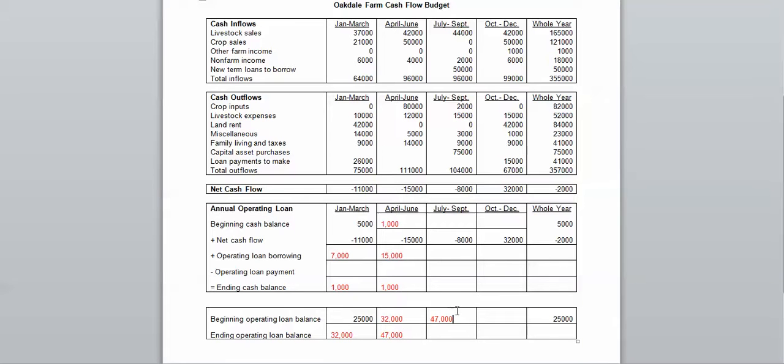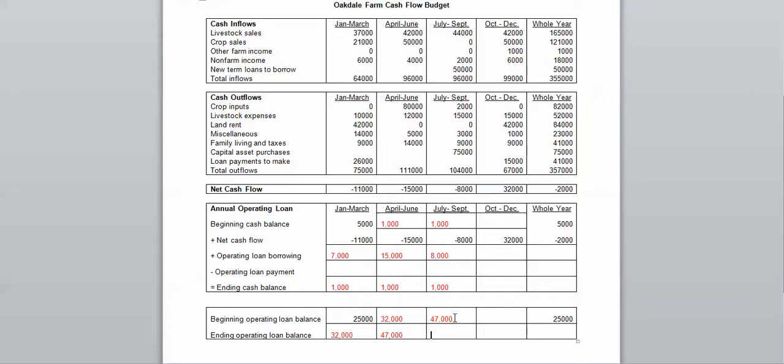We start the next quarter with that balance. We ended June with a $1,000 cash balance, so we begin July with a $1,000 cash balance. We have another $8,000 negative quarter. So before we borrow, we have available to us negative 7,000. We start with 1,000, we go down 8,000. That means we have a cash available before borrowing of negative 7,000. And so, so that we end with a positive cash balance of $1,000, we need to borrow $8,000 more in quarter number 3. That would give us an ending cash balance of $1,000.